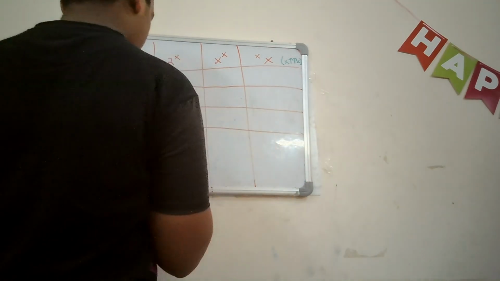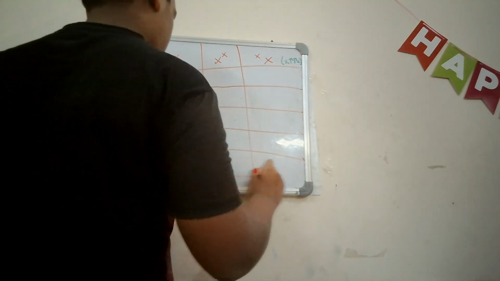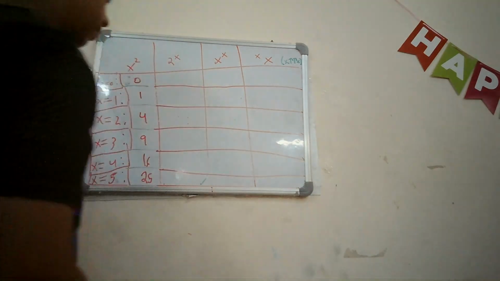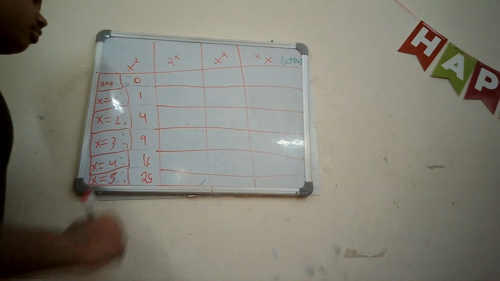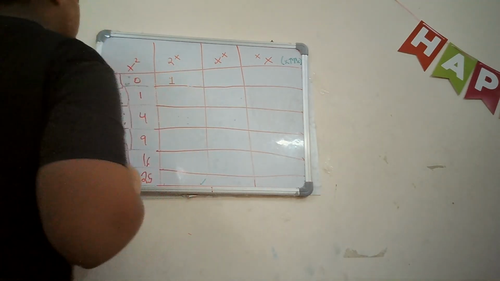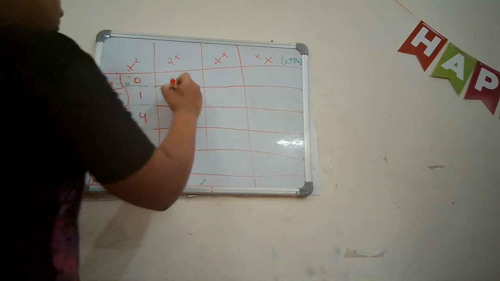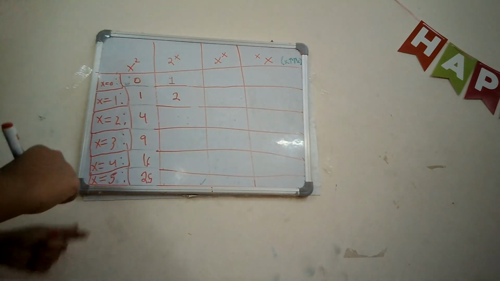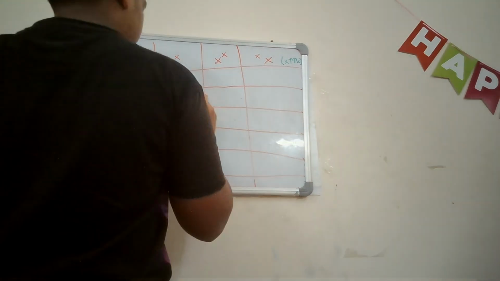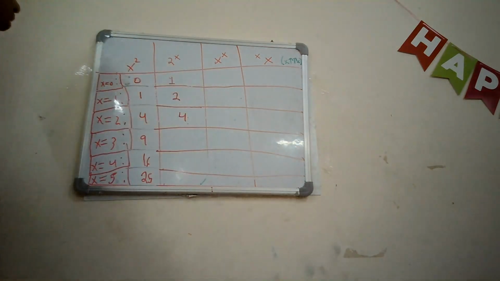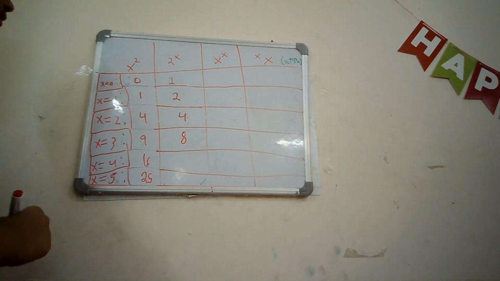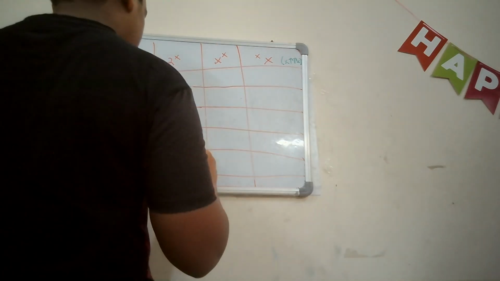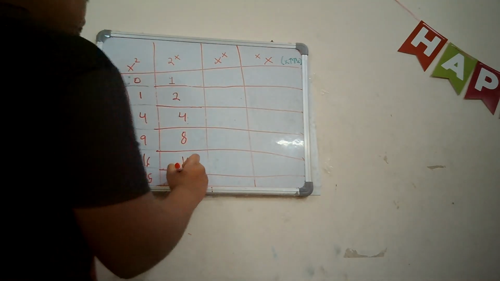Now for 2 to the 0, 2 to the 0 is actually 1. And then 2 to the 1 is 2. 2 to the 2 is 4. 2 to the 3 is 8. 2 to the 4 is 16, and 2 to the 5 is 32.